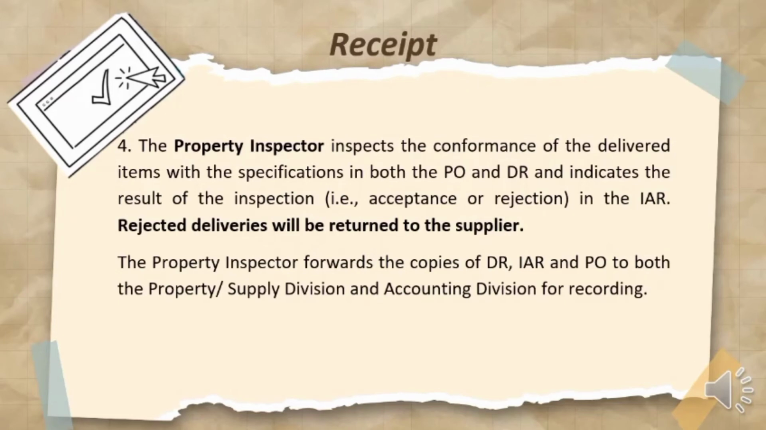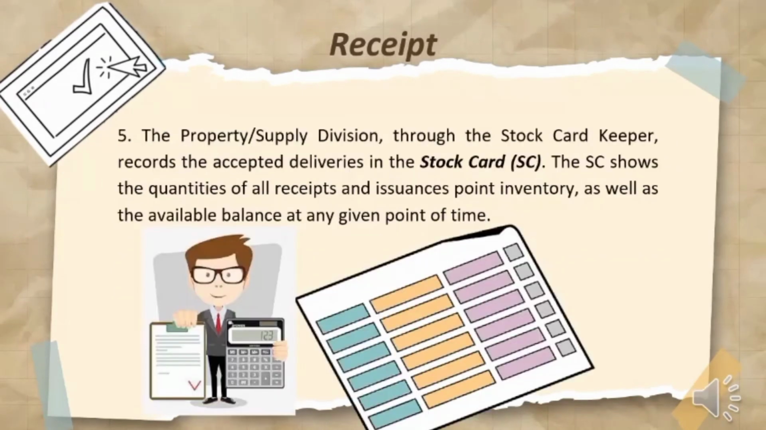The property inspector forwards the copies of DR, IAR, and PO to both the Property Supply Division and Accounting Division for recording. Next, the Property Supply Division, through the stock card keeper, records the accepted deliveries in the stock card.